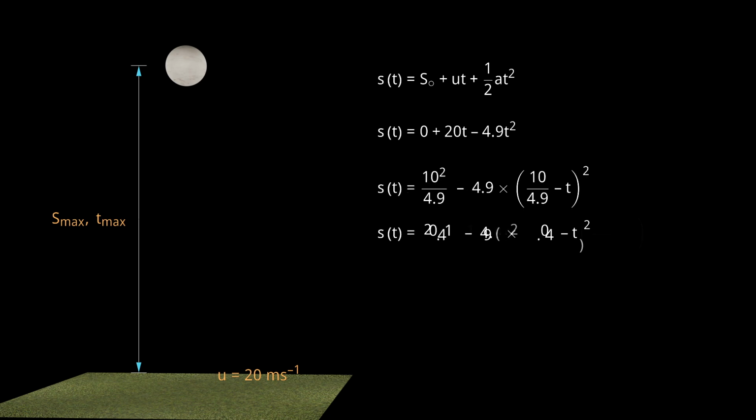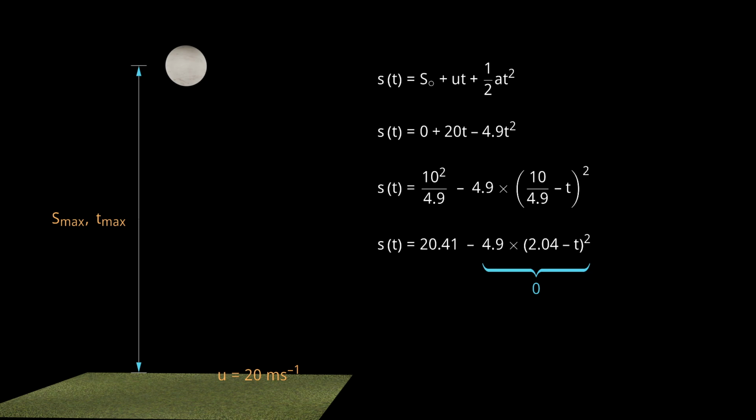Why did we use this method? In motion under gravity, displacement as a function of time is represented by a quadratic equation. The maximum displacement, achieved at the highest point of the trajectory, corresponds to the vertex of the parabola. By completing the square, we can directly calculate both the maximum displacement and the corresponding time without relying on differentiation or other approaches. The maximum displacement occurs when the component on the right side of the equation equals 0.